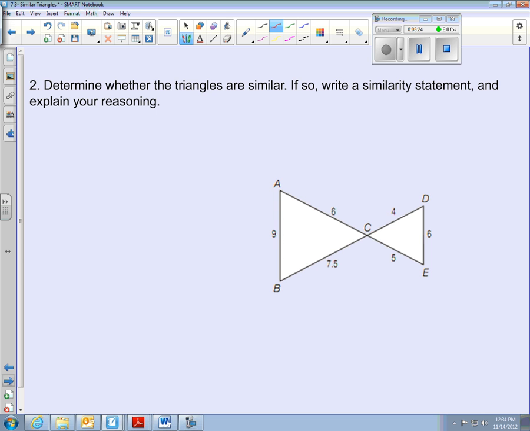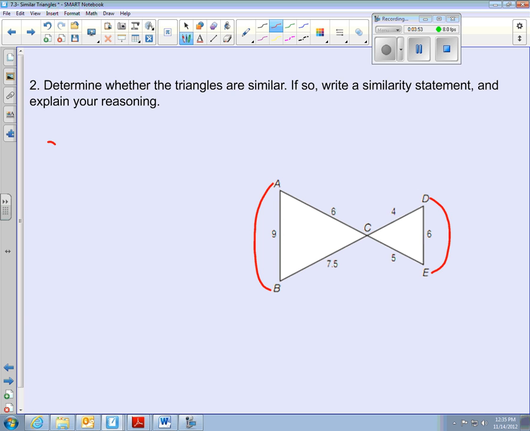Determine whether the triangles are similar. If so, write a similarity statement and explain your reasoning. Now, looking at this diagram, I really don't have any congruent angles that I can base which direction to go from. And so we're going to have to try things a couple of ways. And so right away, I can see that A to B and D to E are going to be corresponding because they are both the bases.